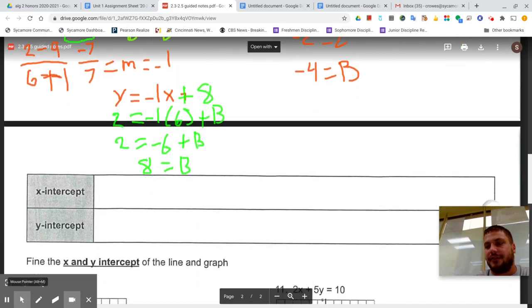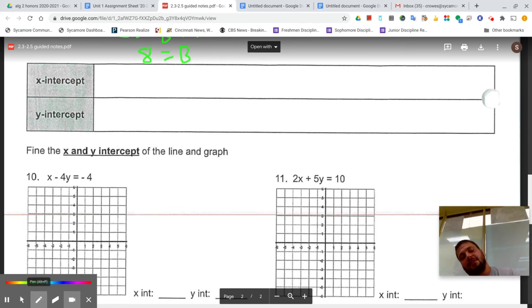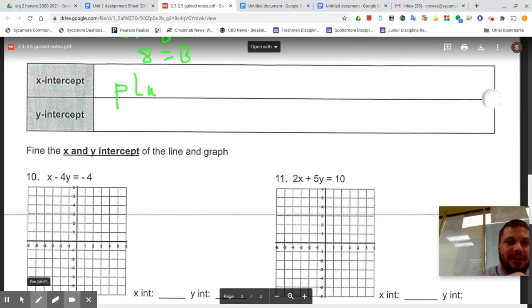I know this video is longer. Sorry, there's a lot of information. Y-intercept is where the line crosses the y-axis, x-intercept is where the line crosses the x-axis. To find any intercept, all you've got to do is plug 0 in for the other letter.